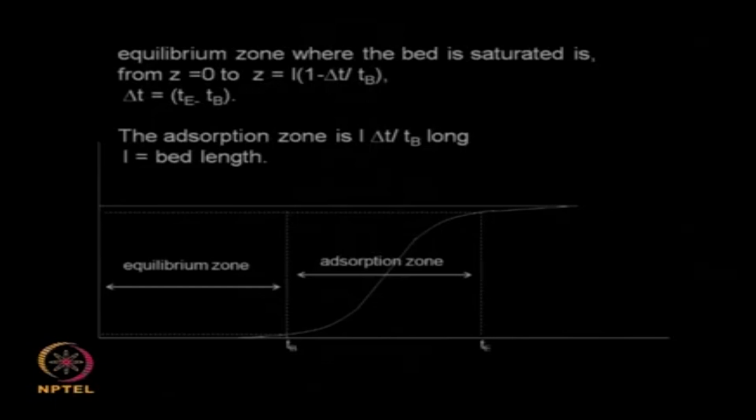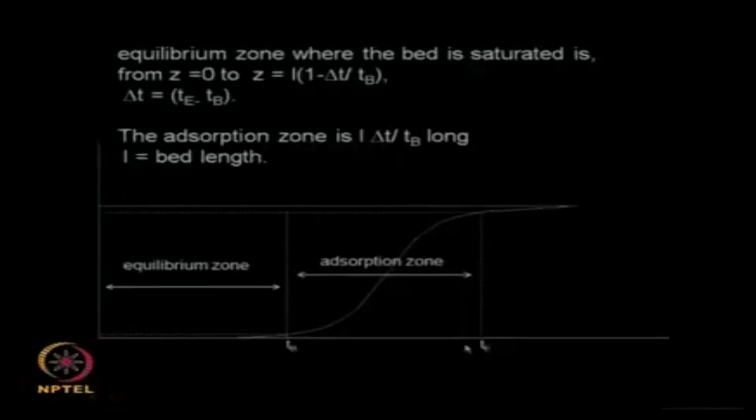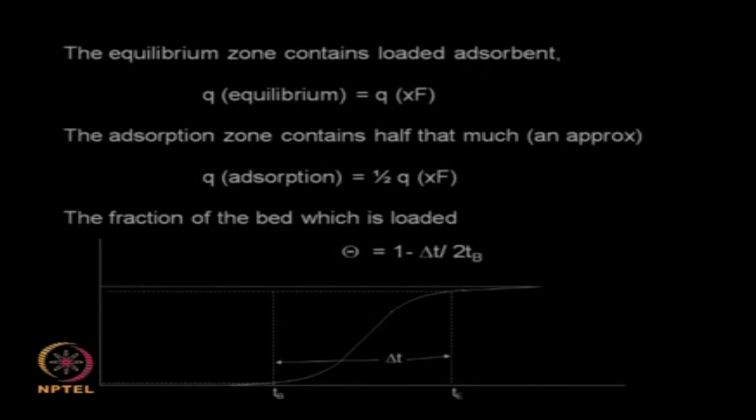So how do you find out all these? Suppose I have in my lab a small column packed with the adsorbent, then I pass my fluid with the solute or the adsorbate, and then I find out the breakthrough time and the exhaustion time. Okay. So I find out the breakthrough time and the exhaustion time, and then using this particular relationship I can calculate what is my equilibrium zone and what is my adsorption zone, right, very simple. So you need to collect data in your lab using a tubular adsorber. Again you can use this for several other calculations.